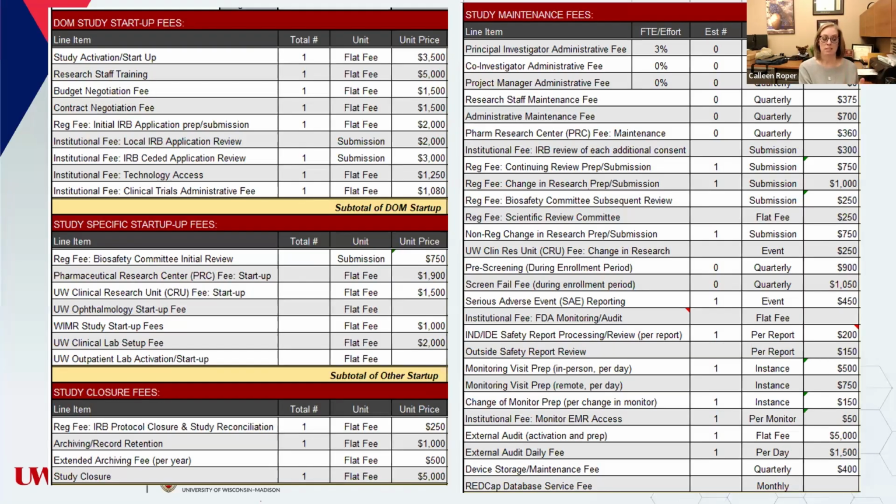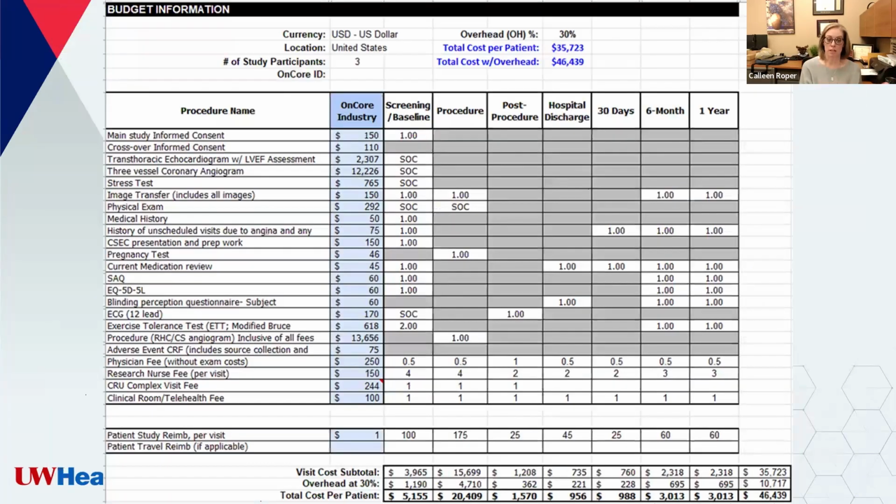So these are the site costs that we throw out and negotiate back and forth. This is our starting place. And then you get into the per subject. This is an example I took from one of our studies, where you have all of the procedures they want you to complete across all of the visits, and when they're going to happen.